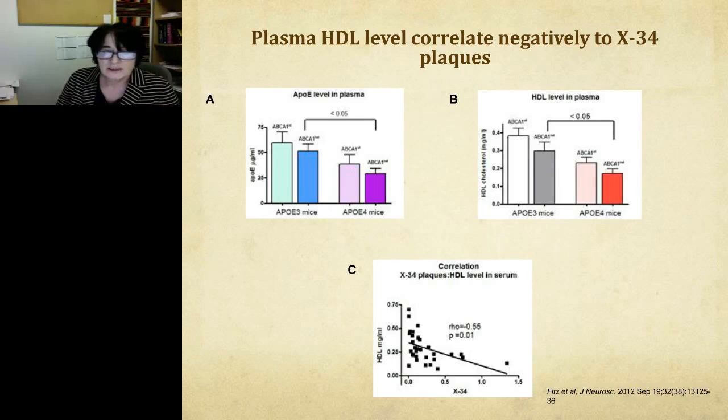Lastly, we checked the correlation between X34 plaques in the brain and HDL level in plasma, and you can see that there is a statistically significant correlation between these two parameters. This correlation was negative, meaning that when HDL level increases, there are fewer amyloid plaques in the brain. This experiment suggests that there might be a causal relationship between plaques and HDL level.